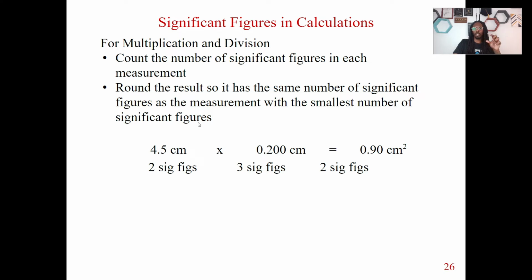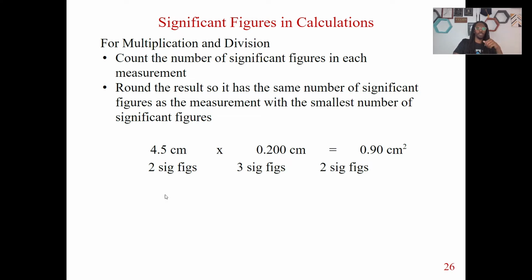Let me just say that one more time. Round the result so that it has the same number of significant figures as the measurement with the smallest number of significant figures. So your result needs to match the smallest number of significant figures. That's the reason why it's important to count the number of significant figures you have in your measurements. So let's look at an example here. Once again, significant figures are important for measurements.